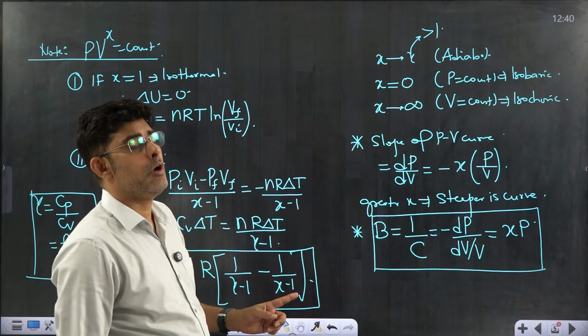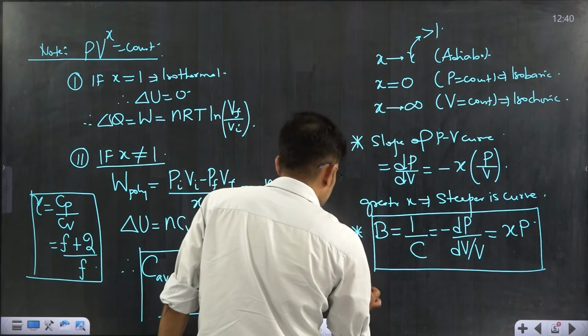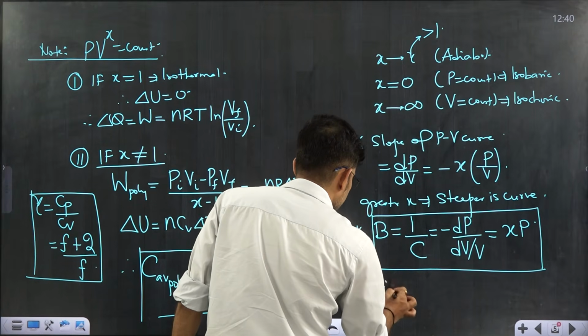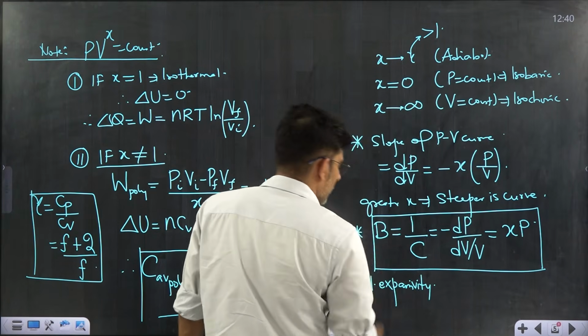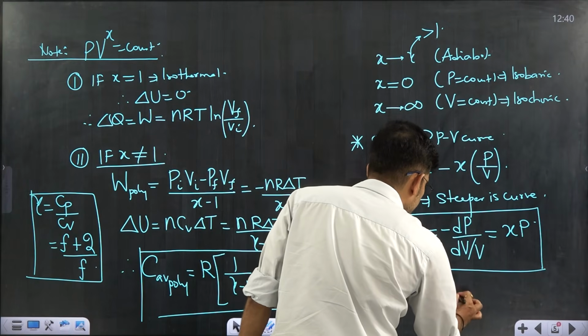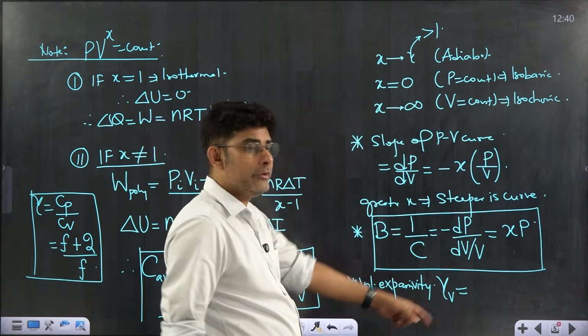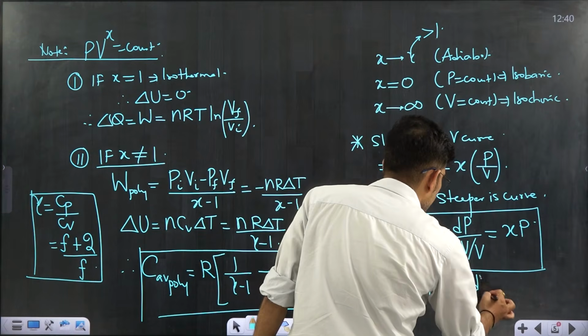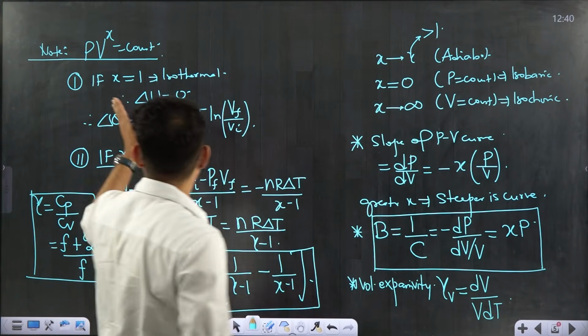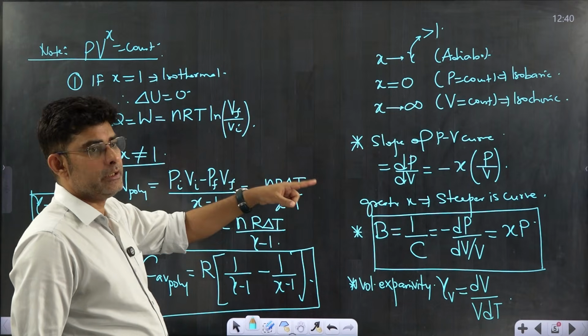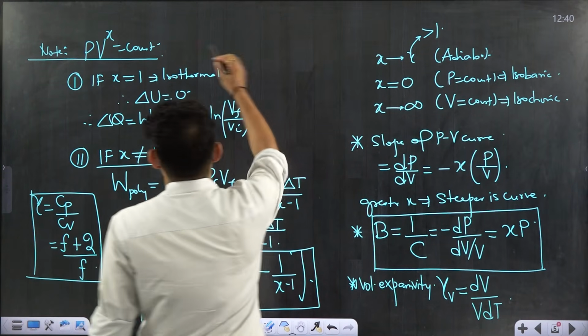Sometimes they will also ask you volume expansivity, which we have seen in thermal expansion. So volume expansivity, that is not the adiabatic constant. We are denoting it as gamma V. Gamma V is dV by V dT. So if PV is given, you just differentiate it.